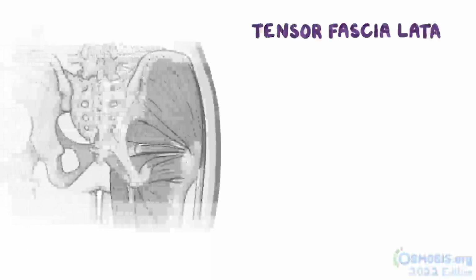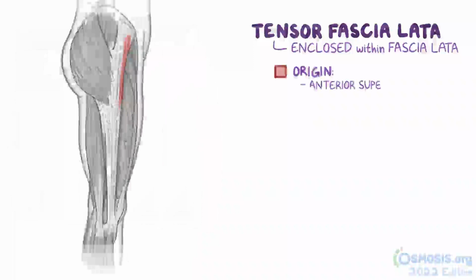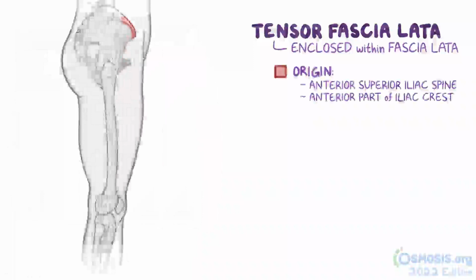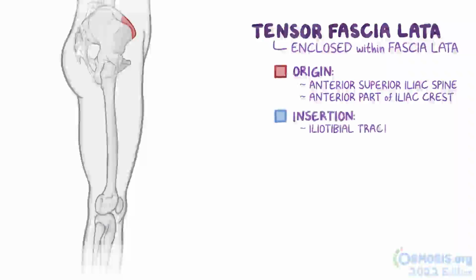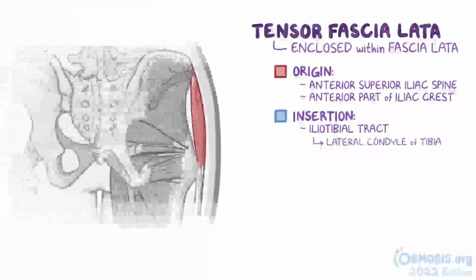And the final muscle of the superficial layer is the tensor fascia lata, which is a spindle-shaped muscle approximately 15 centimeters long that's enclosed between the two layers of fascia lata. It originates on the anterior superior iliac spine and on the anterior part of the iliac crest. From this point, it descends on the superficial and anterior part of the gluteus maximus, with which it shares a common distal attachment, the iliotibial tract, via which it inserts on the lateral condyle of the tibia. However, unlike the gluteus maximus, the tensor fascia lata is served by the superior gluteal nerve and artery.